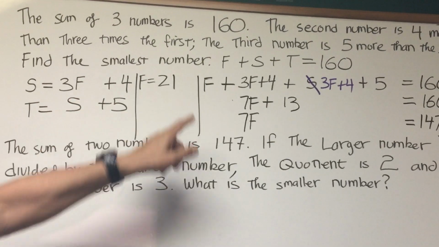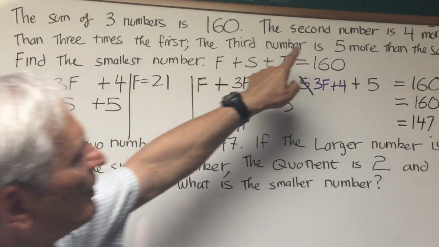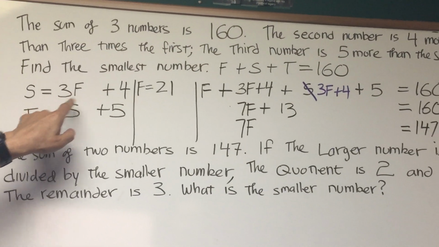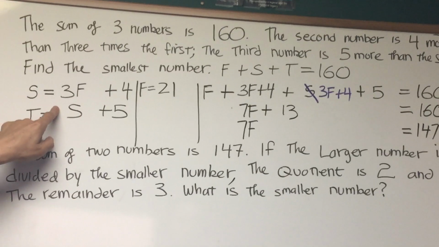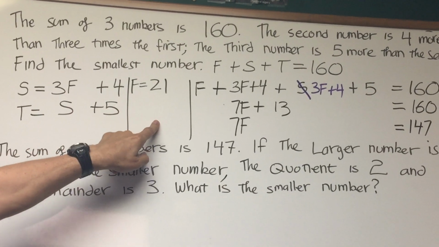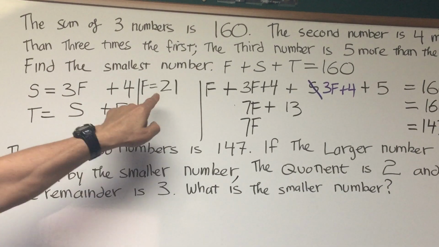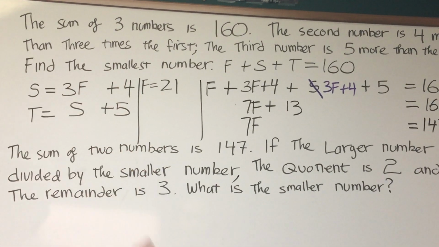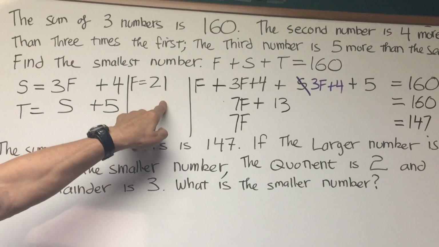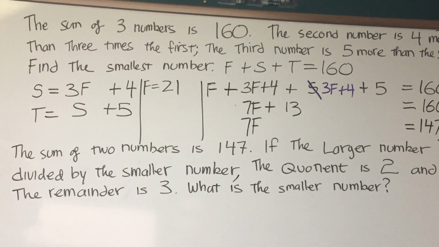All right, now, is that the smallest number? Find the smallest number. Is 21 the smallest number? Well, the second number is 4 more than 3 times the first. We can see that the second number is going to be more than 21. The third number is 5 more than the second, so that's even greater. So f is the smallest number. It's the first and the smallest number. Its value is 21. Problem finished.